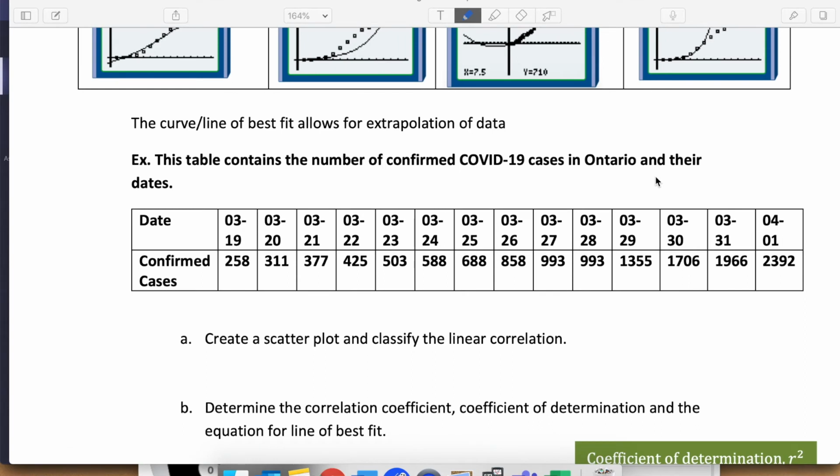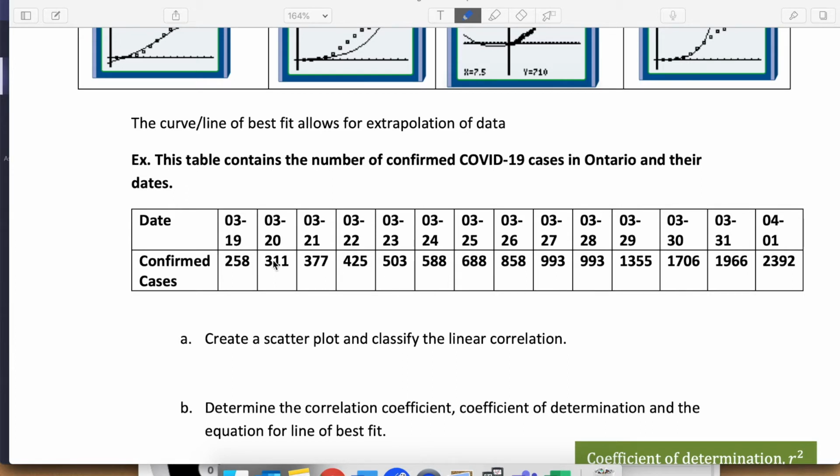Okay, let's take a look at an example. I think that's kind of interesting to do, and that's looking at the number of confirmed COVID-19 cases in Ontario and the respective dates here in this table. So I just picked from March. This is the data from the provincial website, but I picked from March 19th all the way to April 1st. So I've done a 14-day span up until April 1st, and these are the number of confirmed cases.